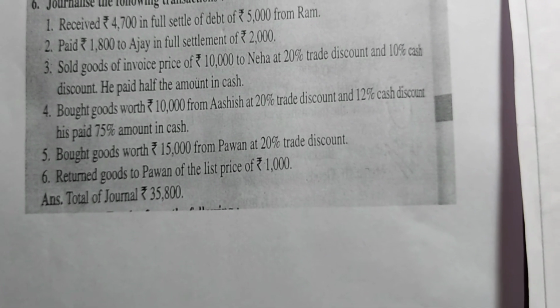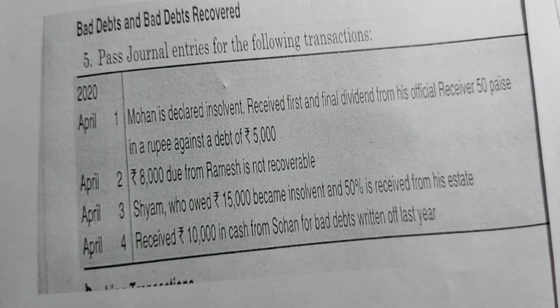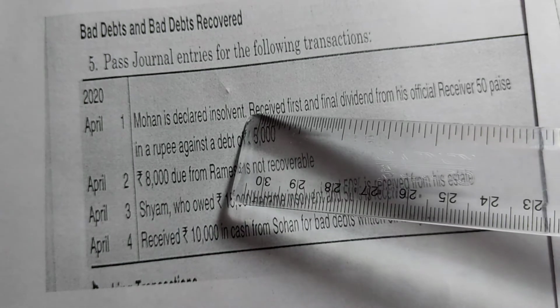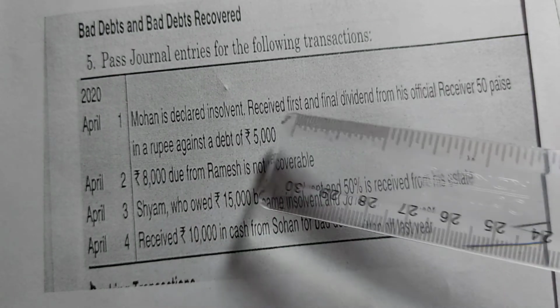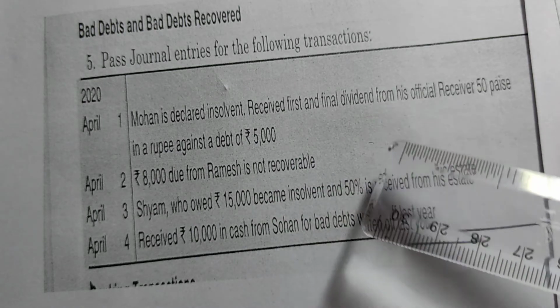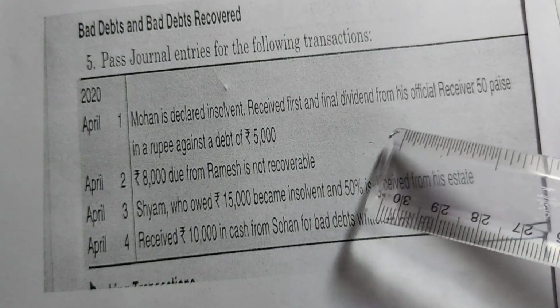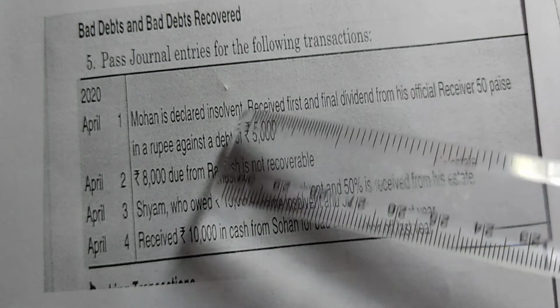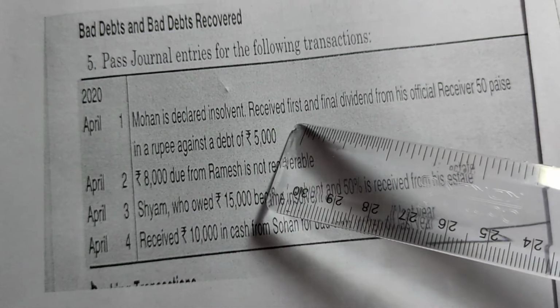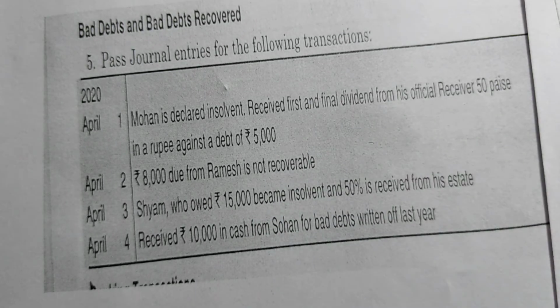Now let's see the journal entry of bad debt. Here it is given, Mohan is declared insolvent. If any debtor is declared insolvent, that means we are not going to receive the full amount from him, and the amount which we are not receiving from the debtor is termed as bad debt. So whenever there is insolvency and we are not receiving, that amount will be transferred to bad debt, and the amount received from the official receiver will be recorded in the cash account.